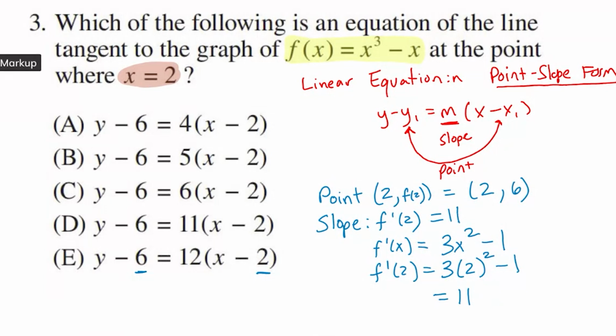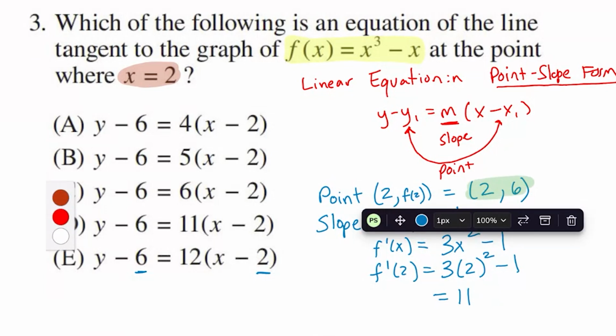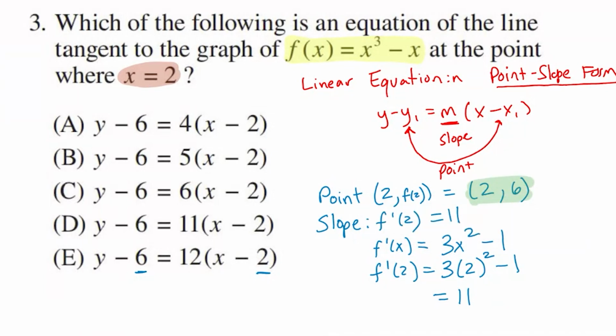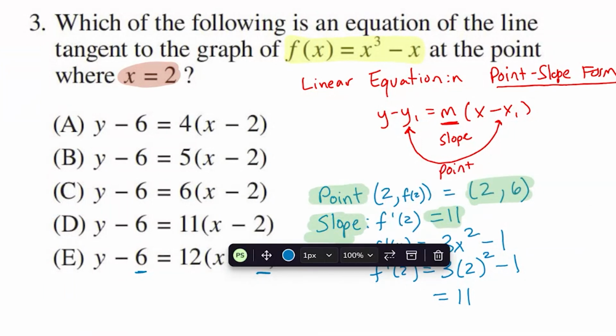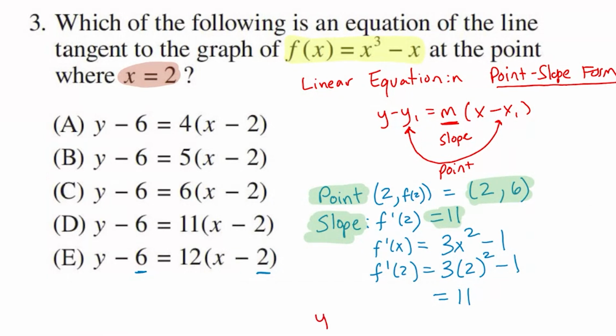Now I've got my point, and I've got my slope. So that's what I needed. Now I can go ahead and write my equation, which is going to be my final answer here. Y minus 6 equals 11 times x minus 2. The answer is D.